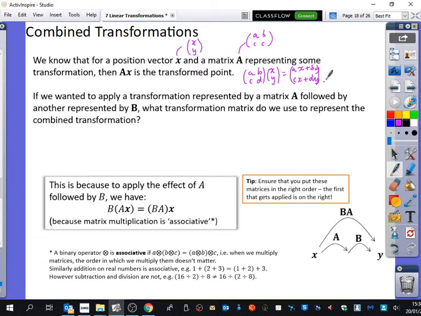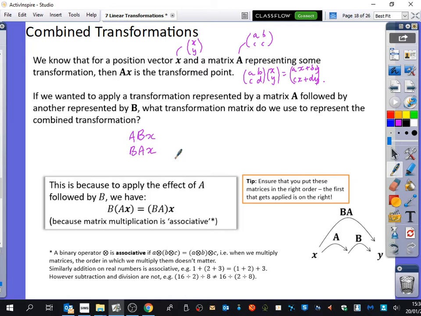That's all it's saying, okay? So if we wanted to apply a transformation represented by a matrix A followed by another represented by B, what transformation matrix do we use to represent the combined transformation? And you have to think carefully about the order of things. So if I wanted to do A first, then B, what would it look like? Would it look like this, or would it look like this?